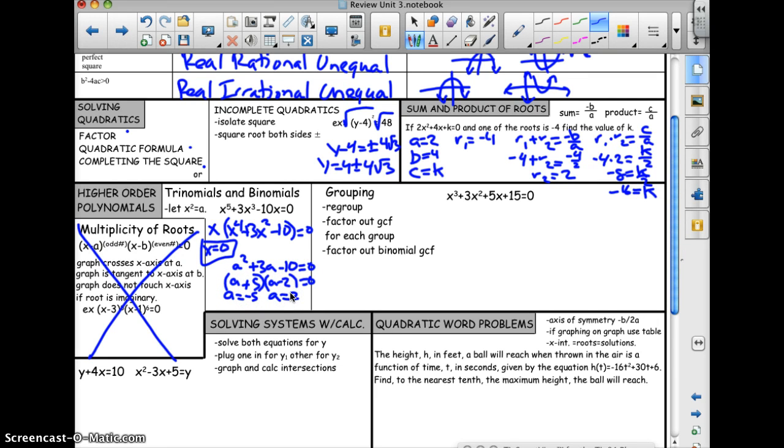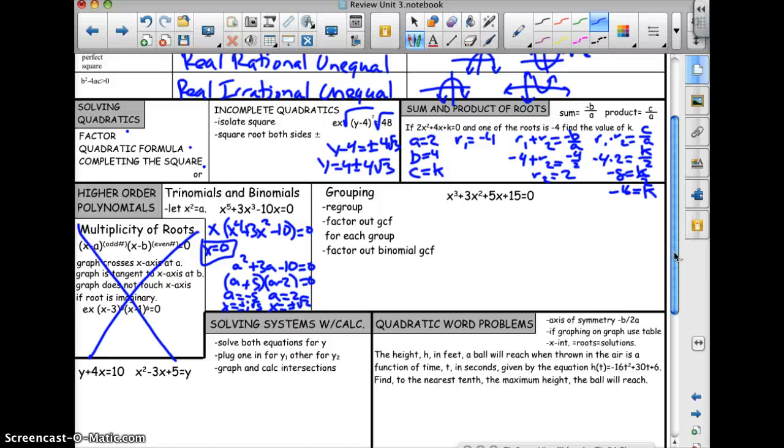But x squared is a, so x is going to equal plus or minus i radical 5, and x equals plus or minus radical 2. So I have 1, 2, 3, 4, 5 answers, and it was x to the 5th for the largest exponent.